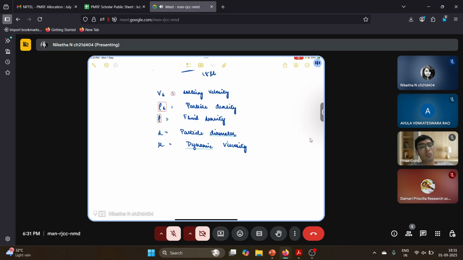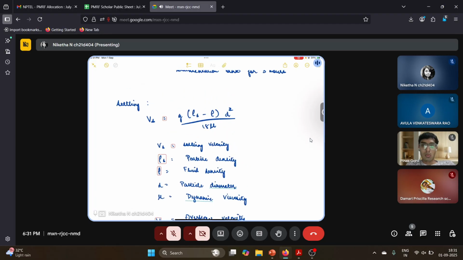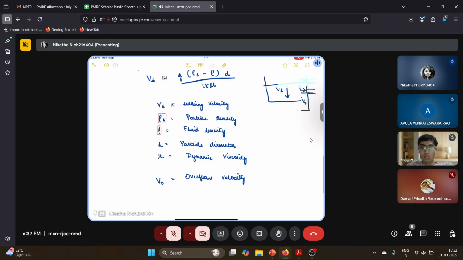And then there is another kind of velocity which is called the overflow velocity. Now, these two are in opposite directions. So your settling velocity, imagine this is your tank. So the settling velocity or Vs is downwards, whereas the overflow velocity, or the velocity with which the water flows out of the tank after settling, is usually upwards and sidewards. So your overflow velocity is upwards because it has to carry the water outside the tank.